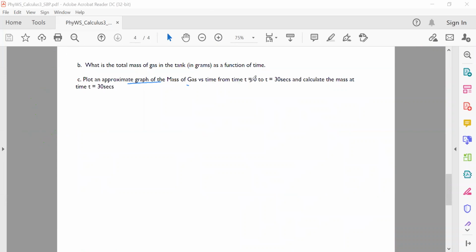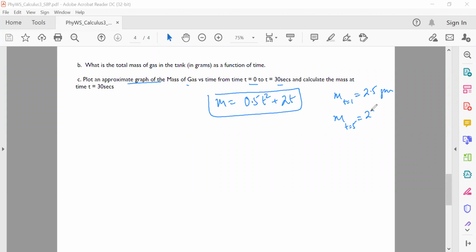Approximate graph of mass versus time from 0 to 30 seconds. So we saw mass versus time is like this. Okay. So we just take some values. For example, at t equal to 1 second, we can see the mass is 2.5 grams. At t equal to, for example, 5 seconds, it is 10 plus 12.5. So that will be 22.5 grams.